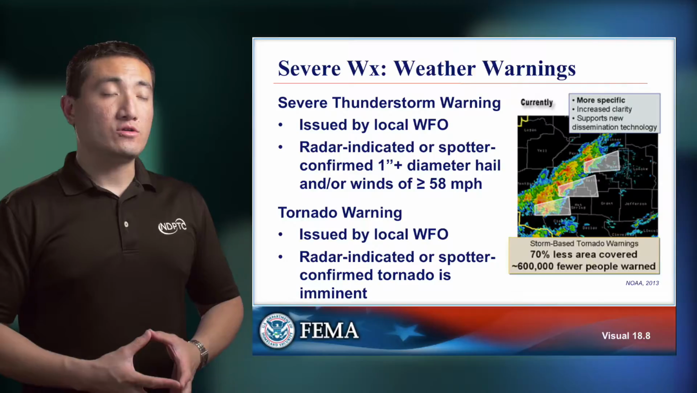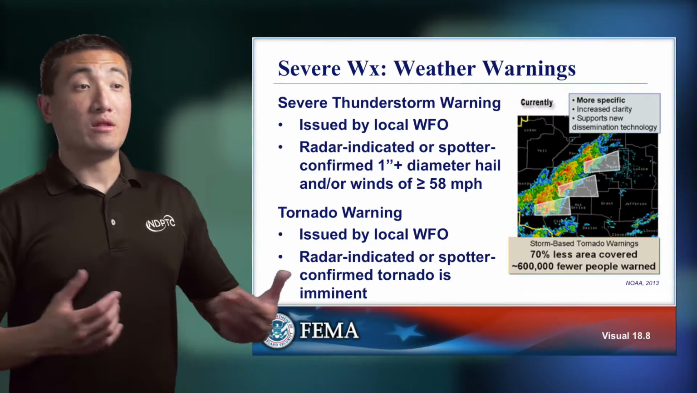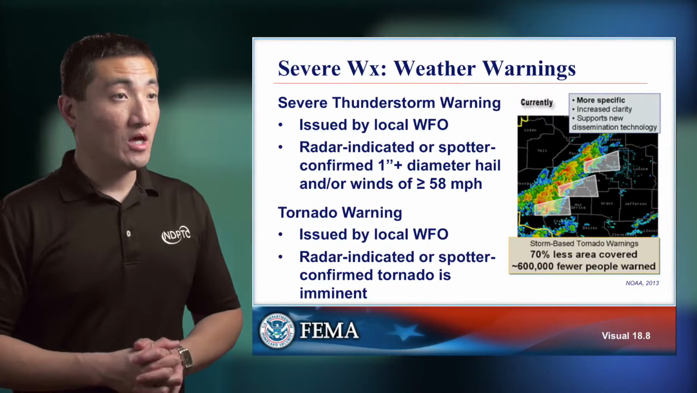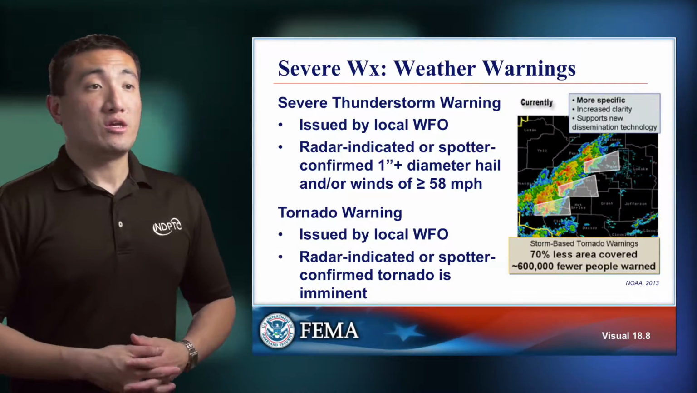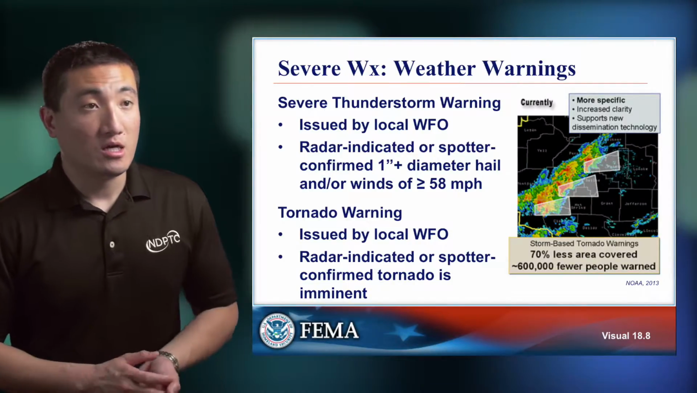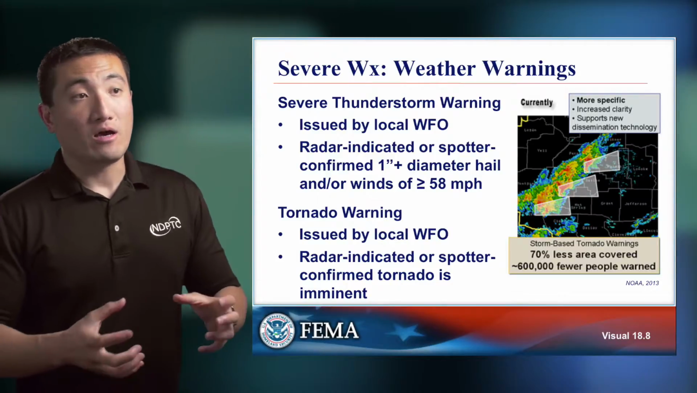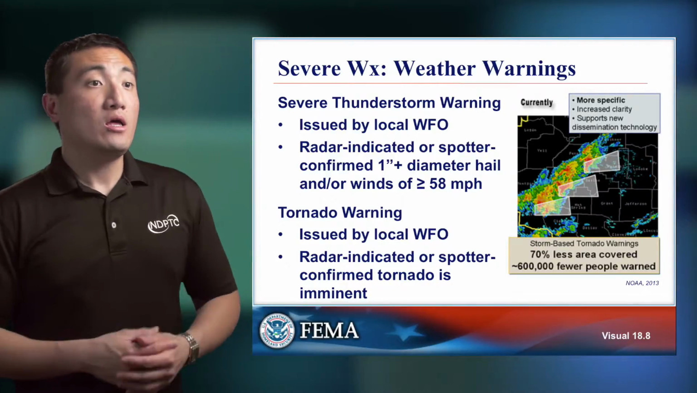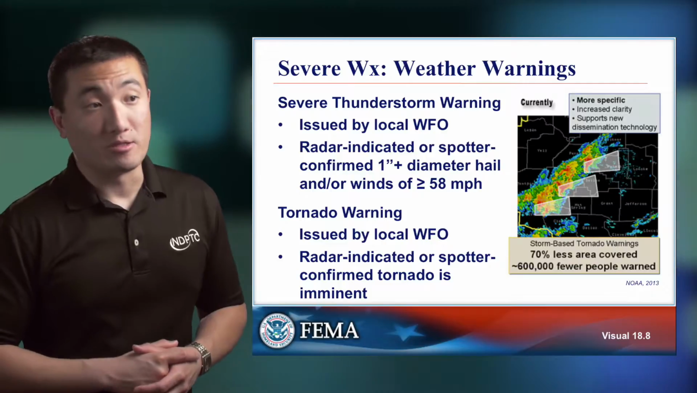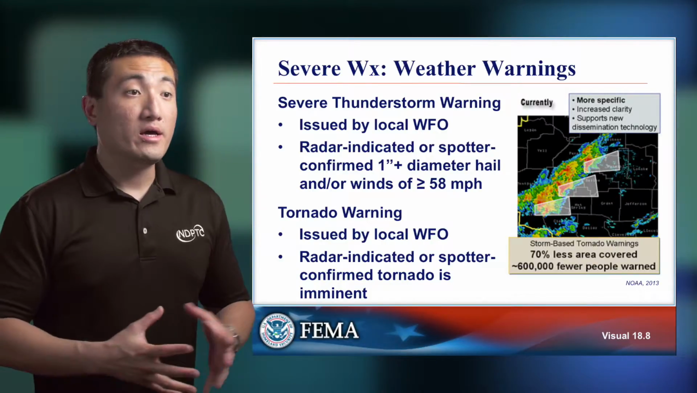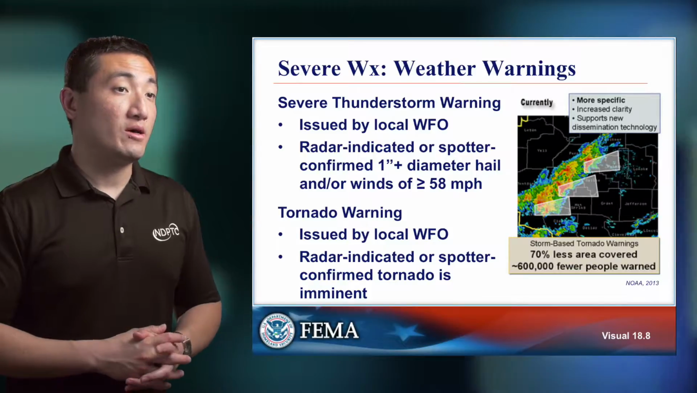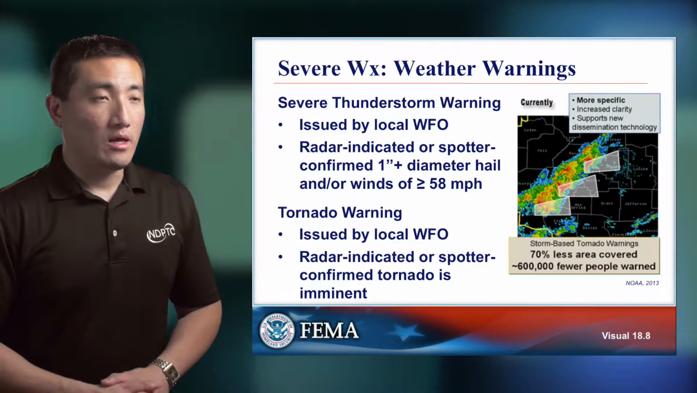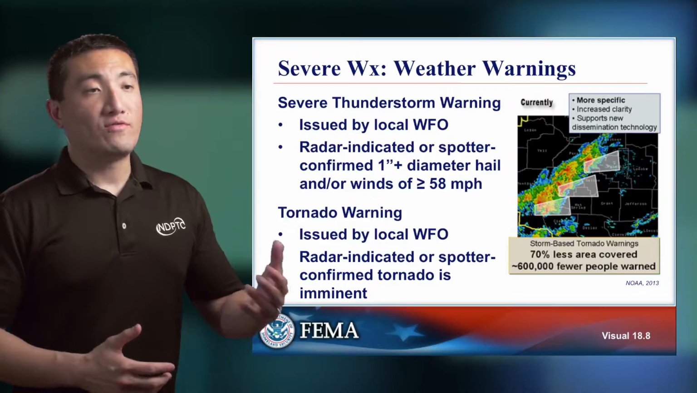If severe thunderstorms or tornadoes are imminent, then their respective warnings will be issued. So a local WFO will issue a severe thunderstorm warning if there is a radar indicated or spotter confirmed hail of 1 inch in diameter or greater and winds of greater than or equal to 58 miles per hour. In the case of a tornado, it's also issued by the local WFO. It's also a radar indicated or spotter confirmed tornado. So spotters are very, very important.